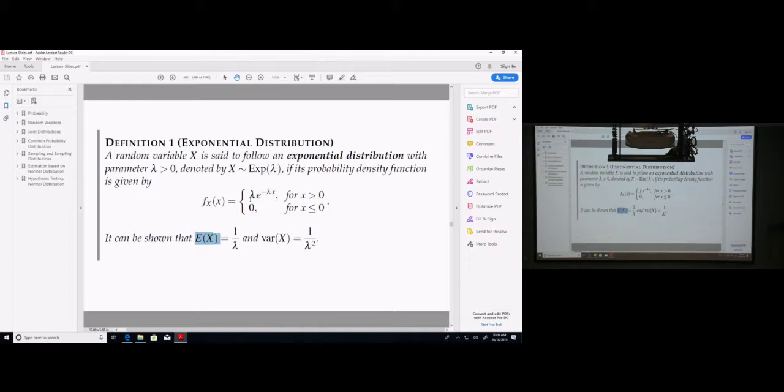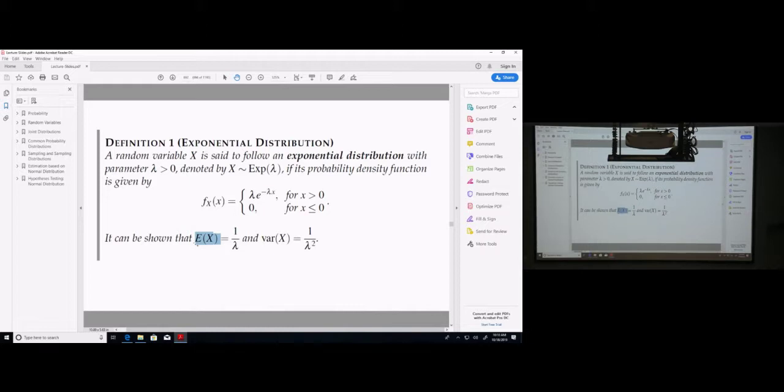Here, if the rate is smaller, then your mean is bigger. Say, for example, your lambda is smaller, then your expectation is bigger, which means that you have to wait longer. That's why they call it a rate, because smaller lambda means the rate of arrival is slower, and as a result, you have to wait longer.